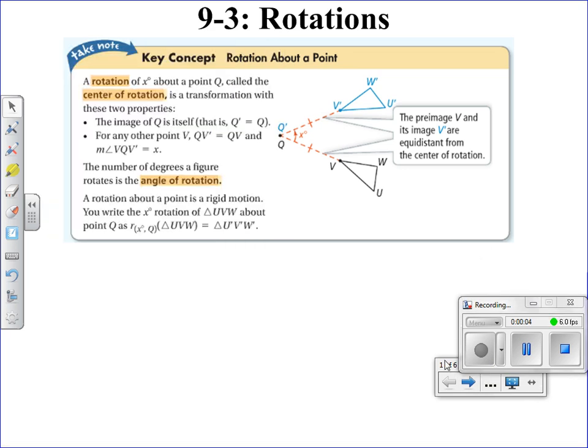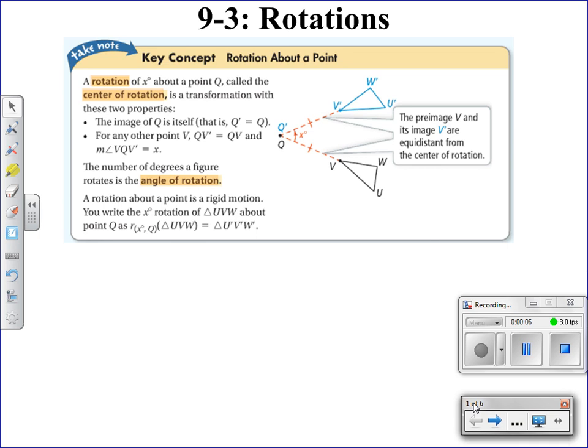Today we're going to talk about rotations. And so far we've talked about translations, reflections, and today we're talking about rotations. And so that's when you take an object and you rotate it about a point. Okay? And so they give you some definitions here on your first slide.